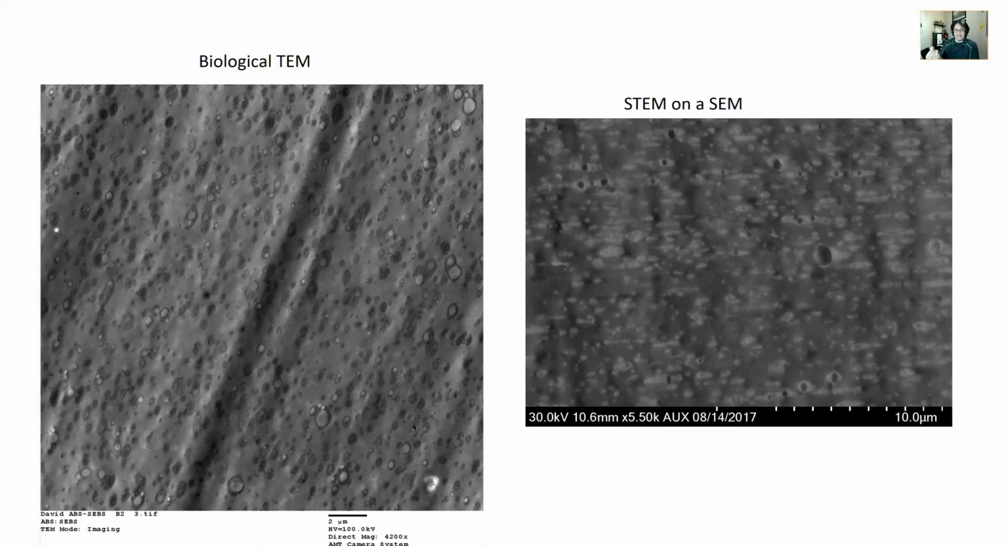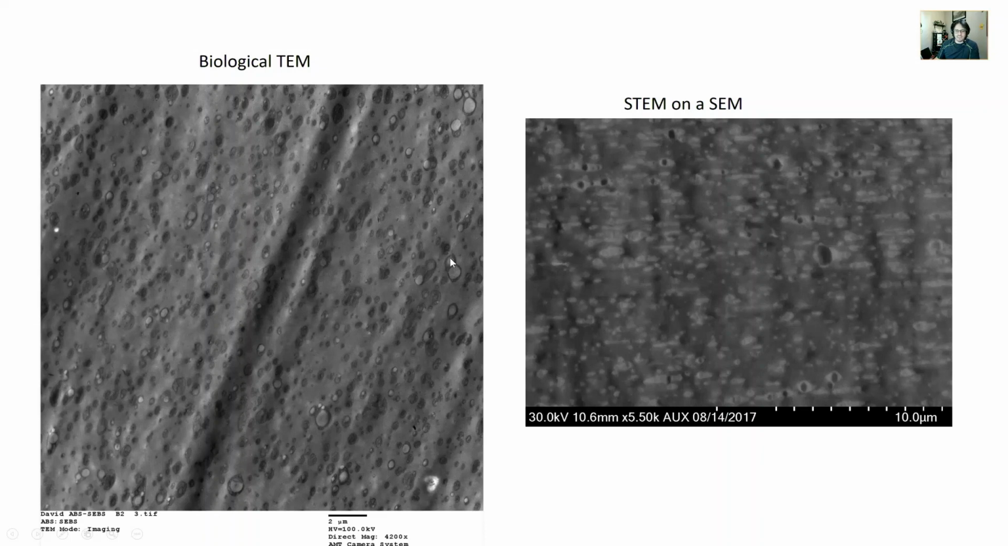And some TEMs have a STEM mode, and there's also dedicated STEMs. But my SEM on a STEM, two things. So the image isn't quite as clear, and I've actually gotten clear images on my system as well. But this is a biological STEM, and it's running at 100 kilovolts. And my SEM was running at 30, so I maxed it out. But you notice it's the same material, a little bit different processing for this material, but the contrast mechanism is different on a TEM than a STEM.